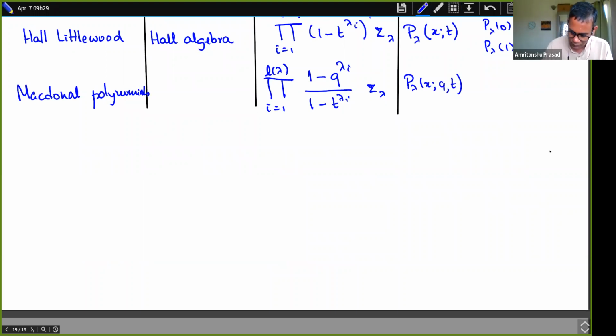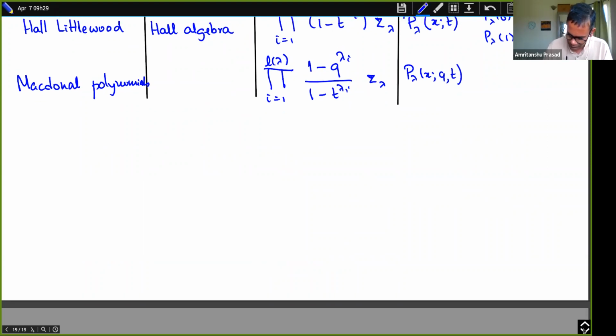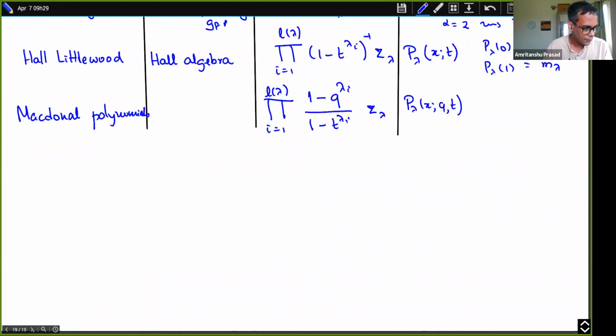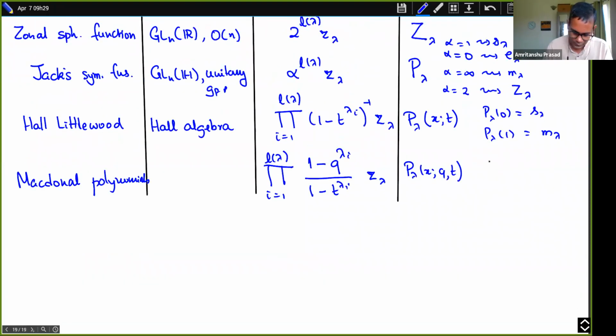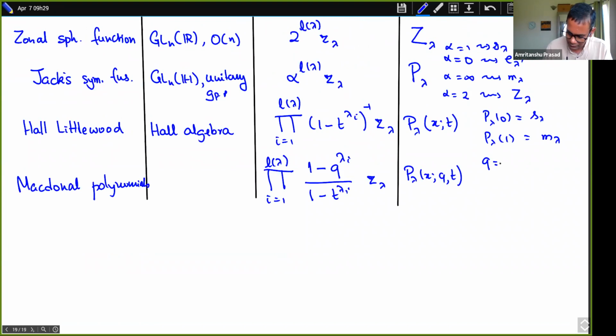So maybe I'll just draw that, or maybe I should list the properties here. So let me just list the properties here. So Q equals T, you get Schur, and Q equals 0 gives rise to P lambda T, of course. Q equals T to the power alpha gives Jack.